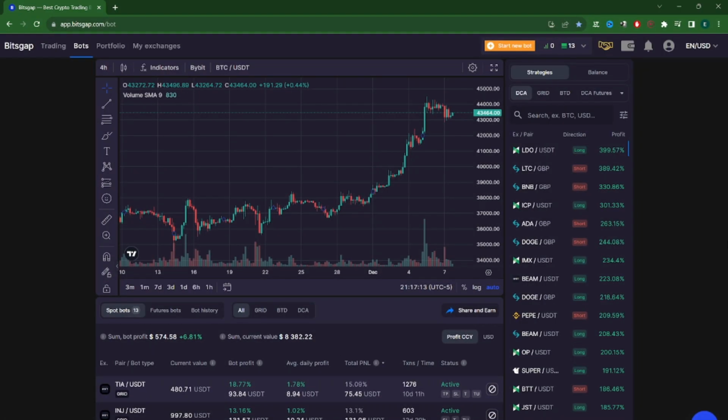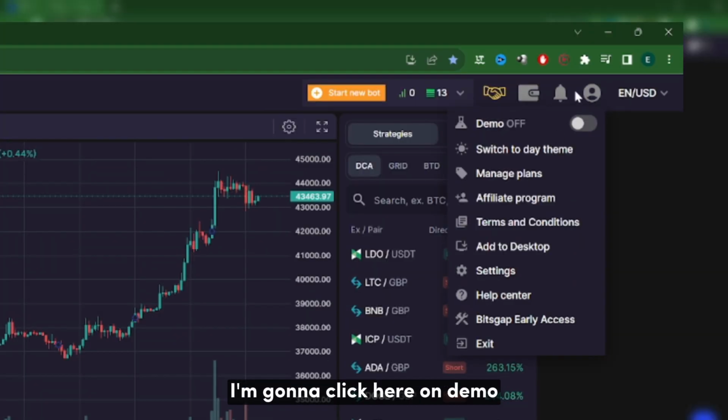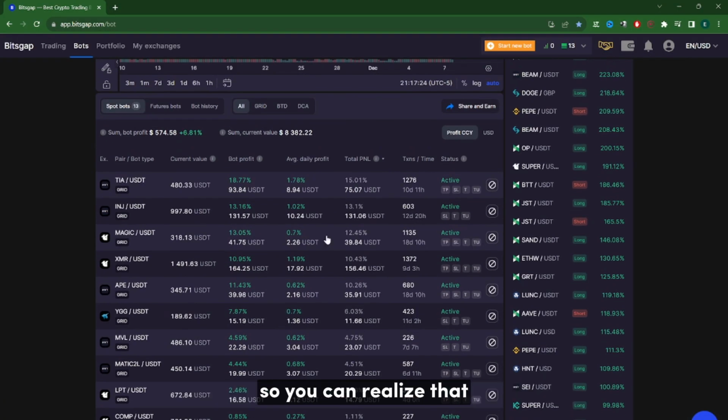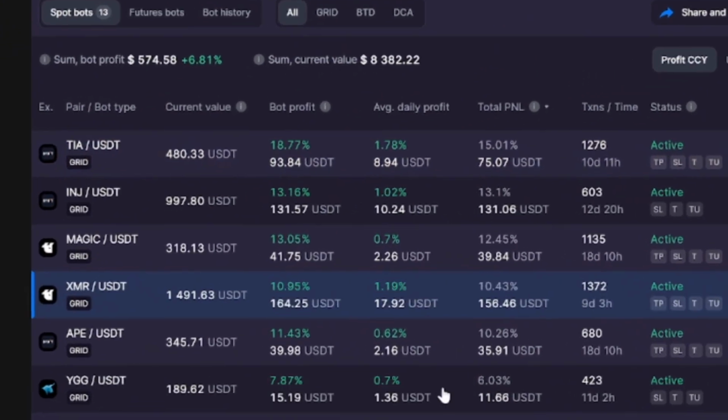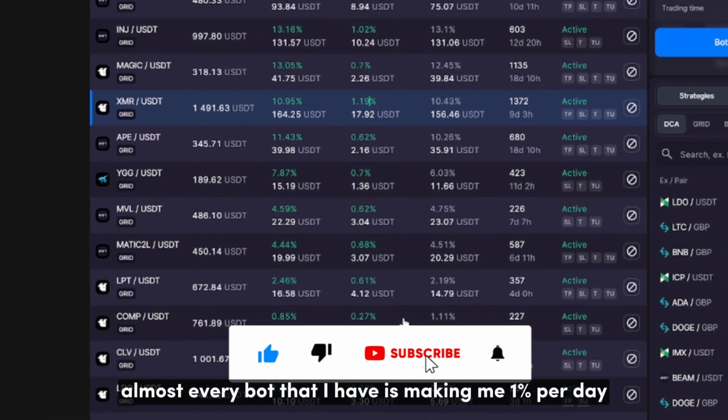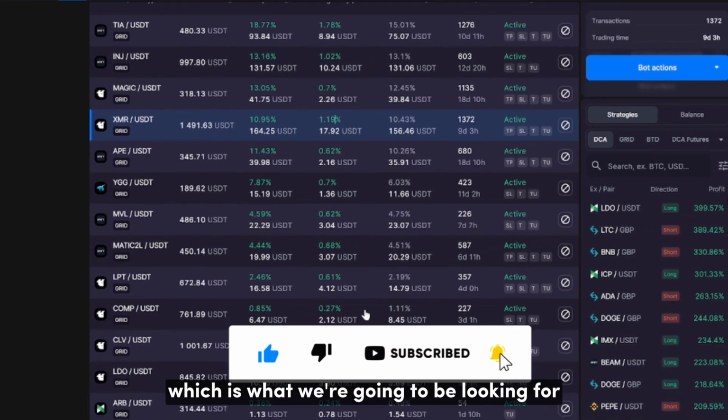Alright guys, so I'm here on my BitsGap account, and just so you know, this is my real account. I'm gonna click here on demo and you can see demo is turned off, and these are actively the bots that I'm running. You can see that almost every bot that I have is making me 1% per day, which is what we're going to be looking for.